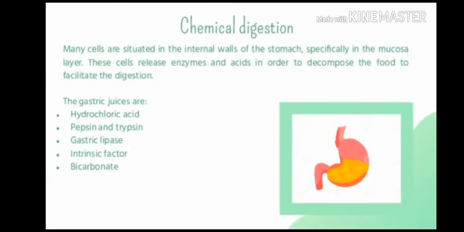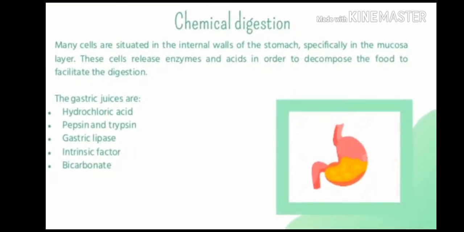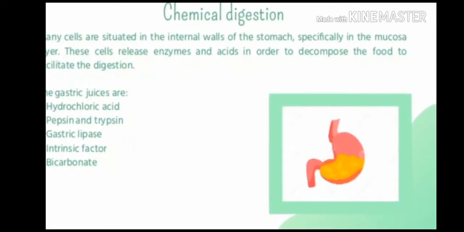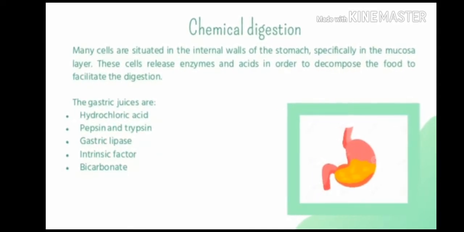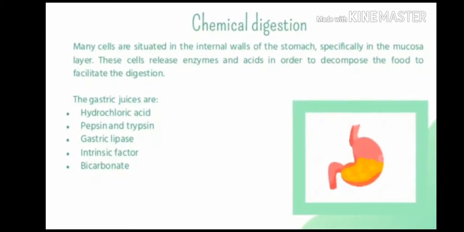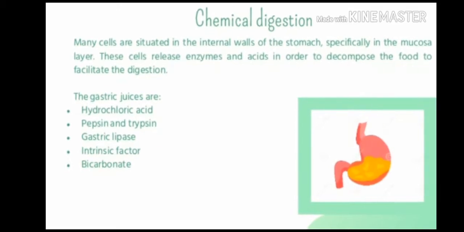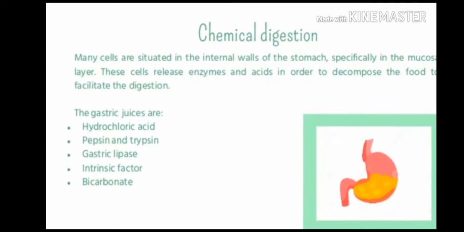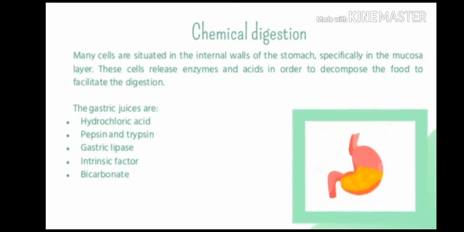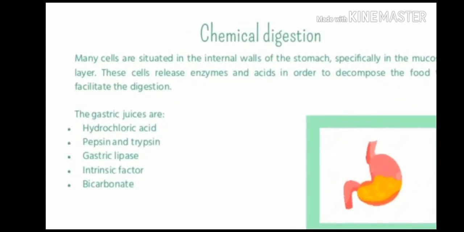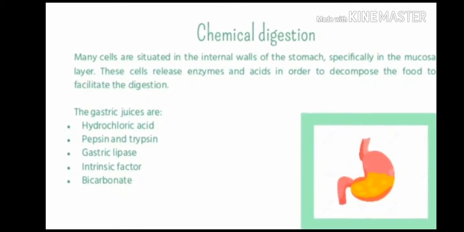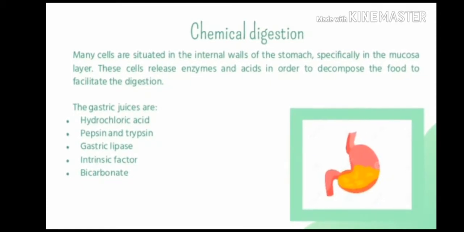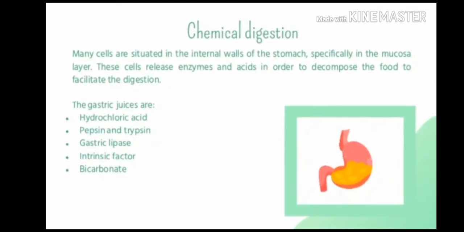Chemical digestion. Many cells are situated in the internal walls of the stomach, specifically in the mucosal layer. These cells release different enzymes and acids known as gastric juices in order to decompose the food into smaller pieces to facilitate digestion. The gastric juices are an aqueous liquid containing mainly hydrochloric acid. This is a highly corrosive clear liquid. It is released in our stomach to decompose food, and its acidity helps to keep the stomach clean.